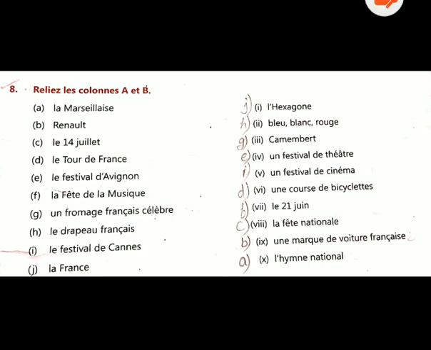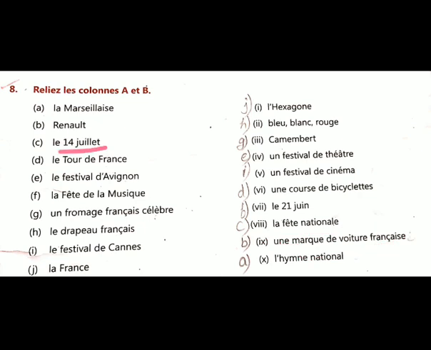The 8th exercise is related to the chapter that we have done, the reading portion only. So I think you know this, but still I have done this exercise for you. You can check here. La Marseillaise, what is this? This is the national anthem of France. So this is the answer. Renault is a car logo, car name.